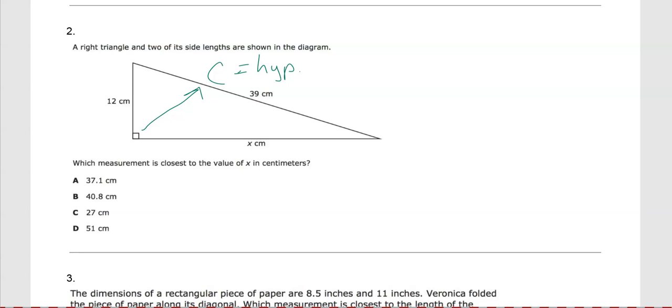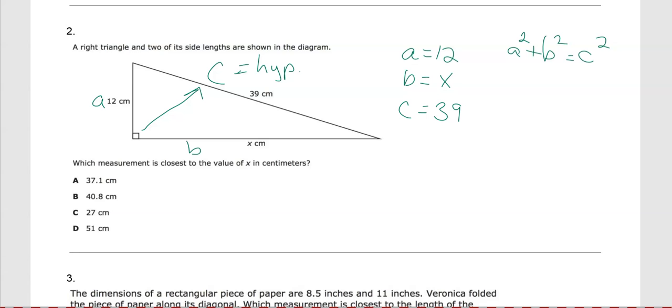Every time. All right, so then we have which measurement is closest. So we need to label our other two sides, A and B. I'm just going to label the longer side B in this case, even though it doesn't really matter. You'll remember in the previous problem, I labeled the shorter side B. Does not matter which one's A, which one's B, so long as C is the hypotenuse. Never forget that. So A was 12 and B was unknown, and the hypotenuse was 39. Our formula is A squared plus B squared equals C squared.